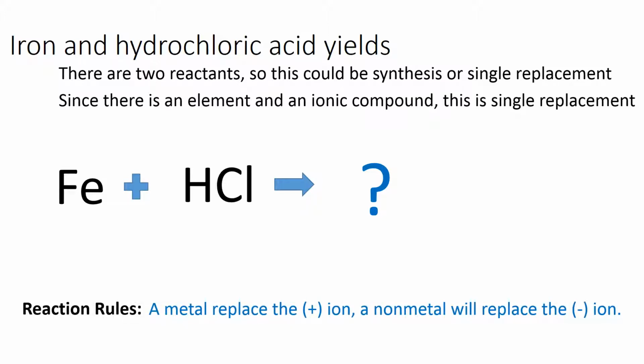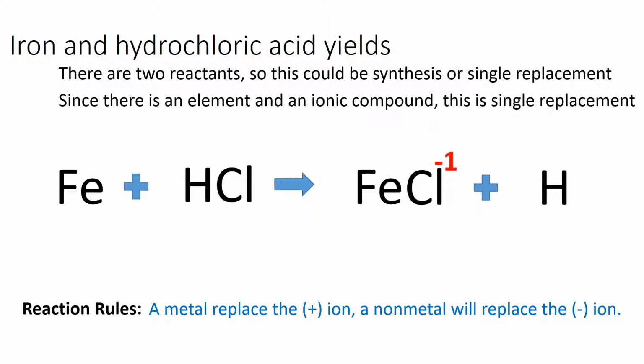We find that a metal is going to replace the positive ion. If it was a non-metal free element, it would replace the negative ion. In this case, the positive ion is not another metal, but it's the hydrogen in the acid. So iron will replace the hydrogen. That will mean that iron will be with the chloride ion, and there'll be some free hydrogen. But before we can continue, we need to make sure we have our compounds written correctly.